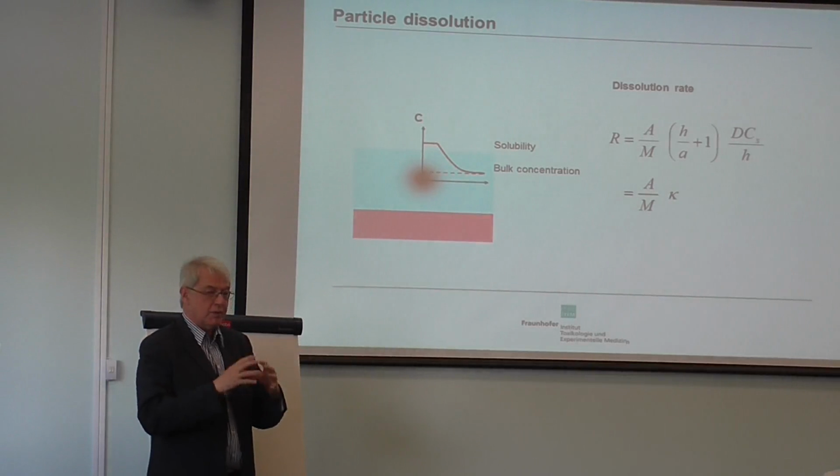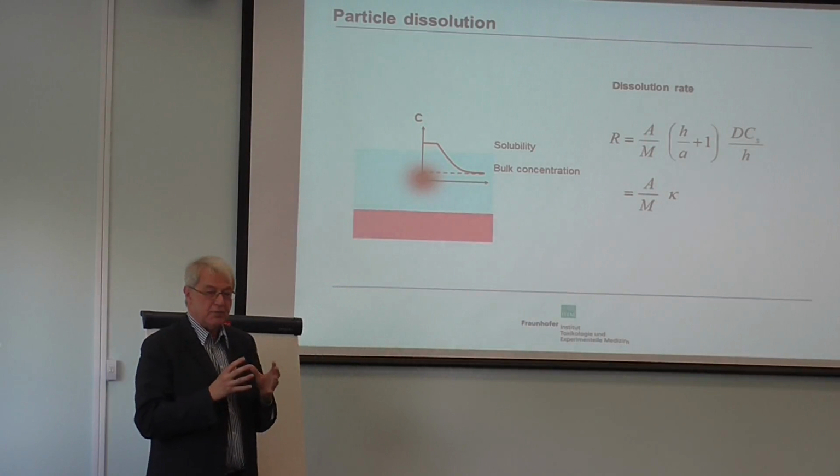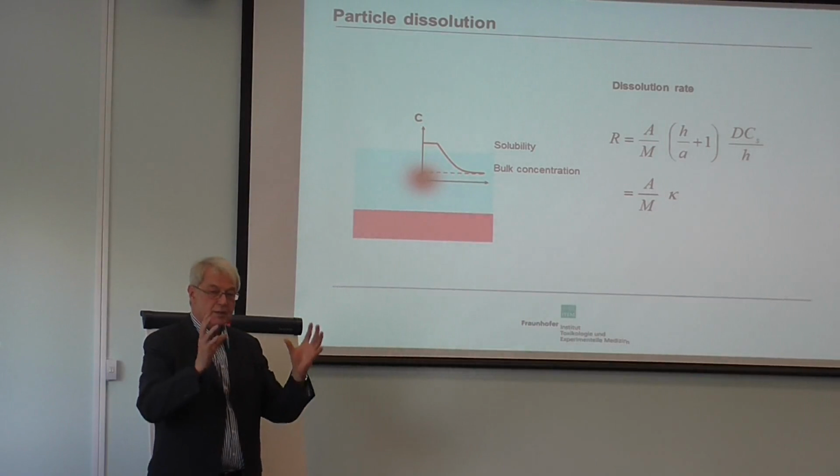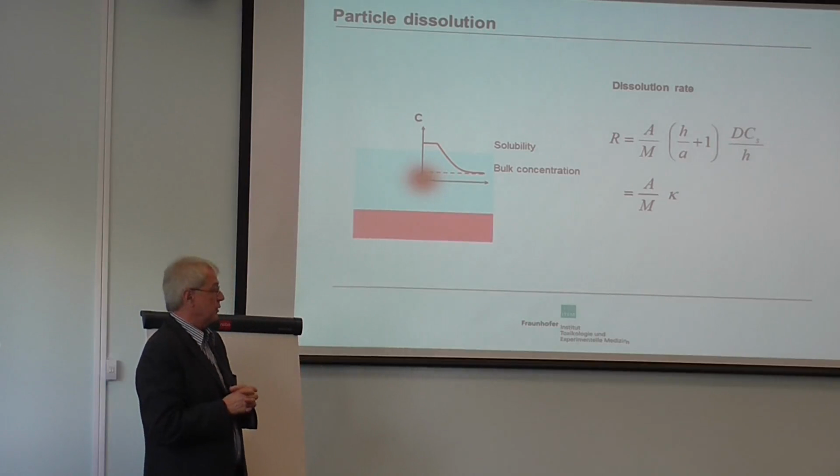Kappa is the material property of the material that you inhale, and this A over M, the specific surface area, is the property of the aerosol. So how finely divided is the aerosol?